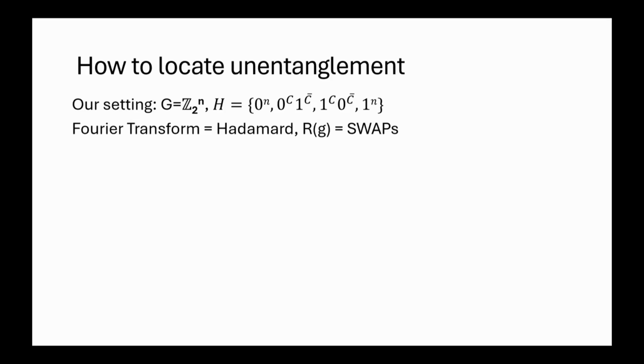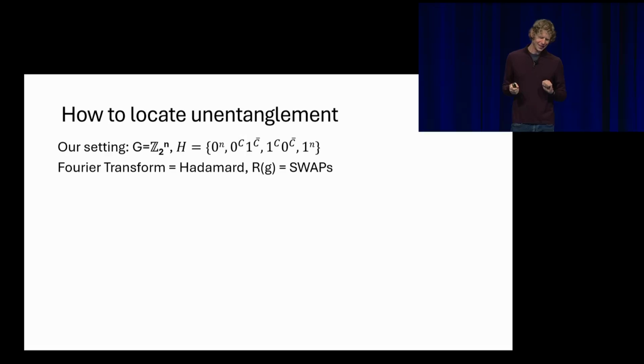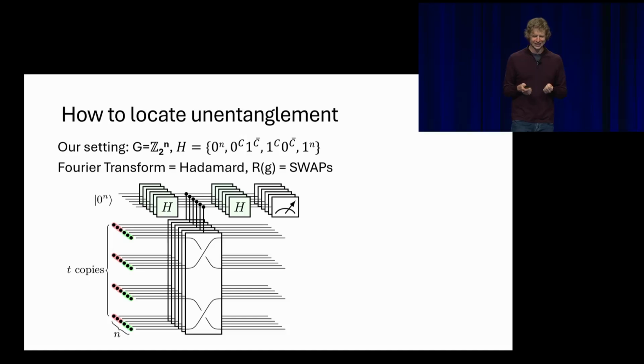Great. So let's put this all together. I can now give you the circuit for how to locate unentanglement of your quantum state. So in our setting, G is Z2 to the n. And we have this simple hidden subgroup, which is this order 4 subgroup. And the Fourier transform over Z2 to the n is Hadamards. And our representation of the group is swap operations, right? So what does the actual circuit look like?